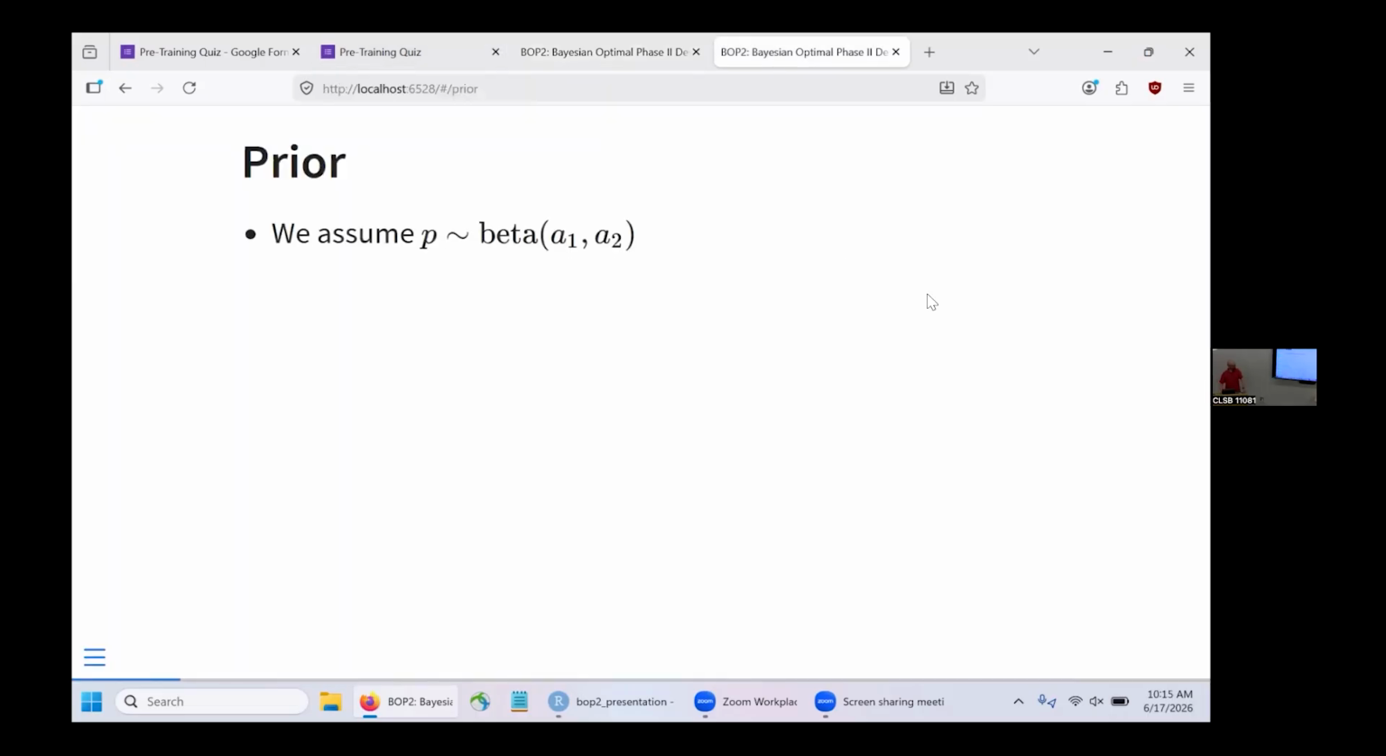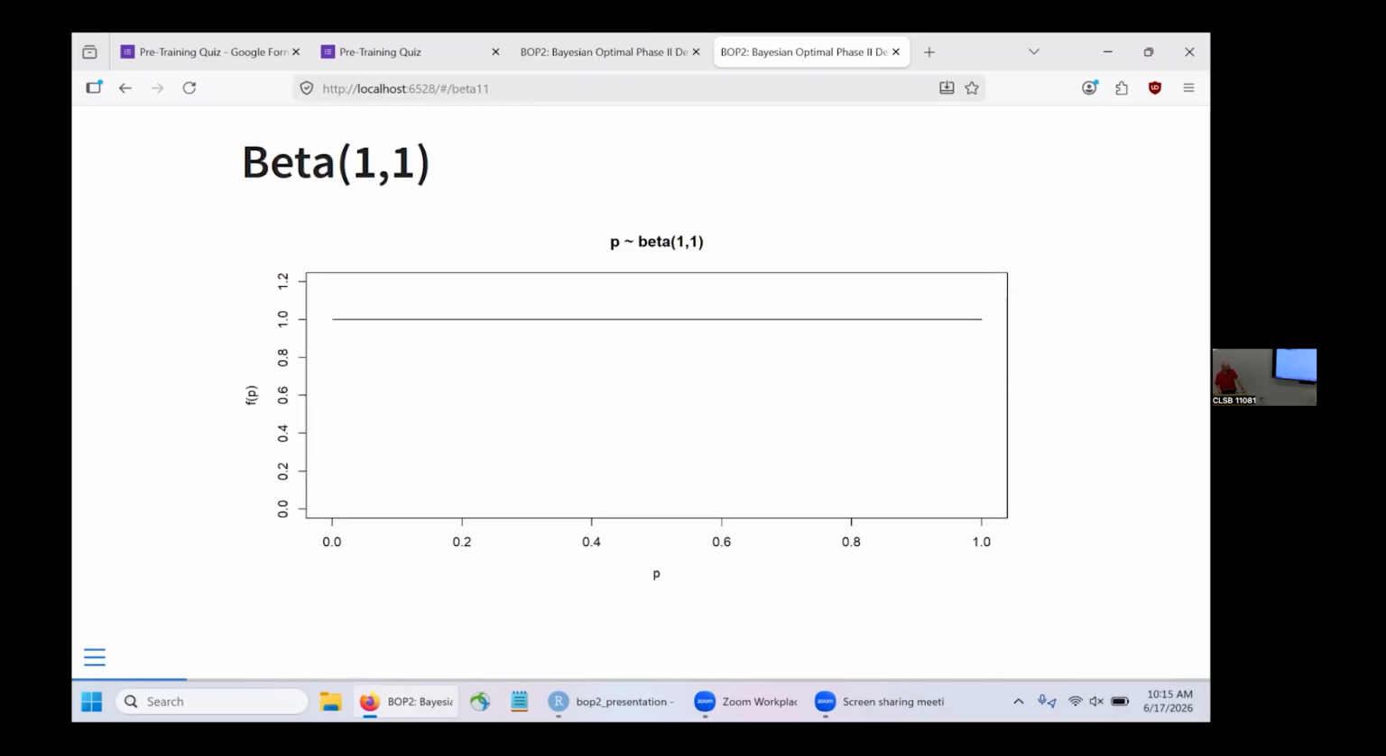So we're going to assume that our parameter P is beta distributed. The beta distribution has 2 parameters. You don't have to have memorized what the beta looks like. I'm going to show you a bunch of images, and you don't have to know the formula. We're not going to talk about the formula. So let's talk about this prior. What does it actually look like?